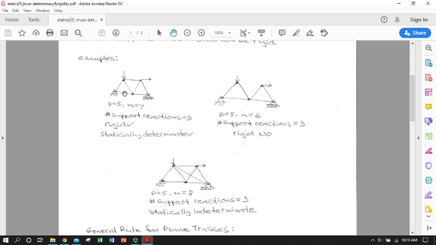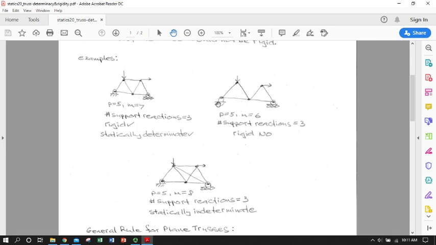How many members do we have? 1, 2, 3, 4, 5, 6, 7. That means it is both rigid and statically determinate. So we could go through and use our method of joints, or any other method actually, and find a unique single force that each member carries. And in fact, we've done that. This was our first example, a truss that looked just like that.